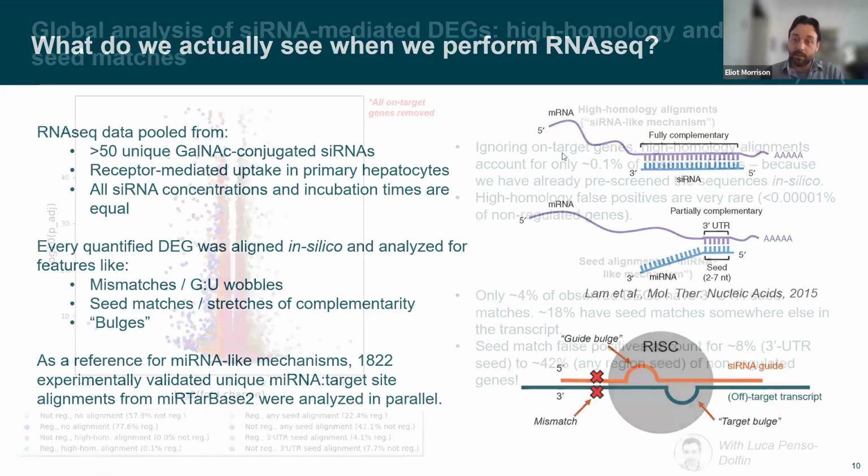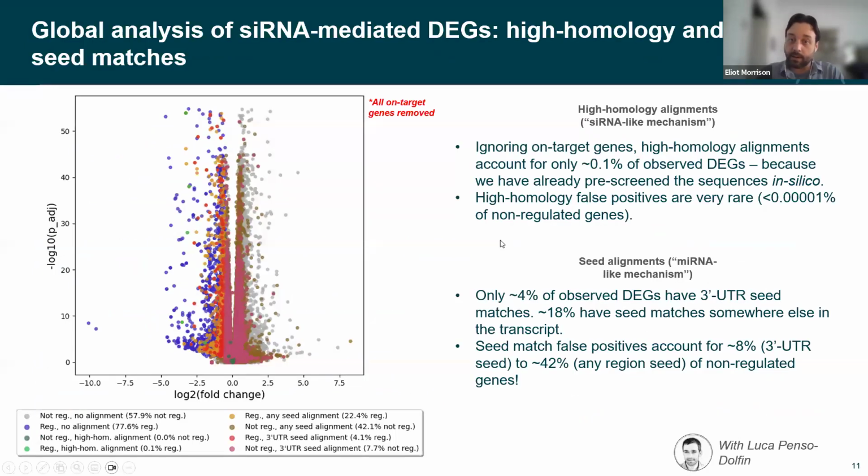And we started with these two main mechanisms I mentioned at the beginning. So first would be these siRNA-like off-targets where you have a high degree of complementarity. And unsurprisingly, we found very, very few of these in our RNA-seq data. And I say unsurprisingly because, of course, we have already pre-screened these sequences to avoid such off-targets. And this is partially why I say it's a relatively trivial thing to do, because we, in fact, see very few of these off-targets, which is great.